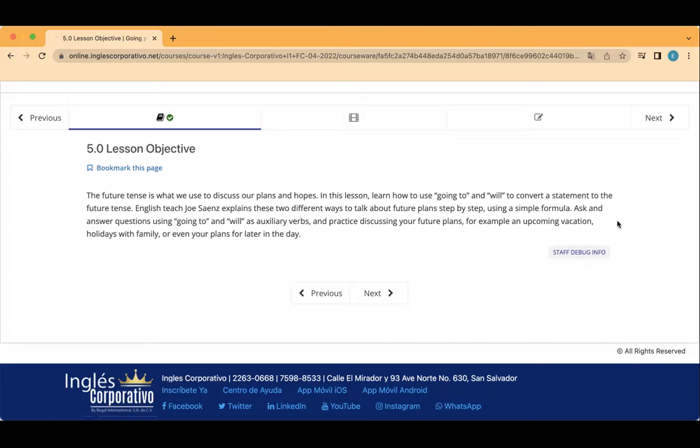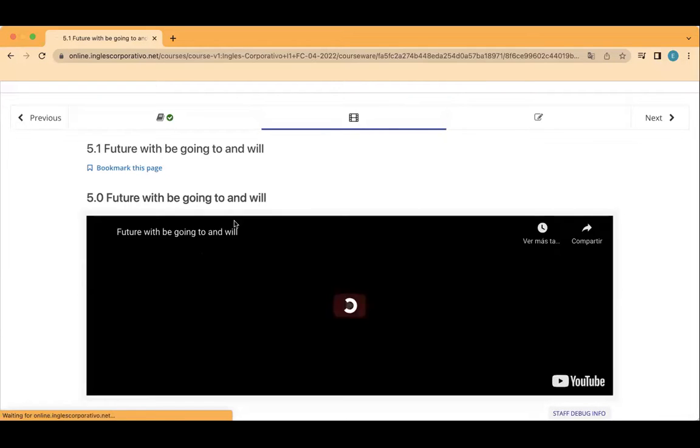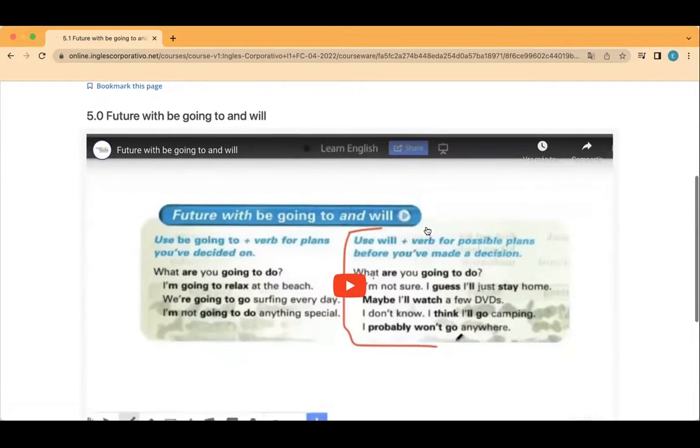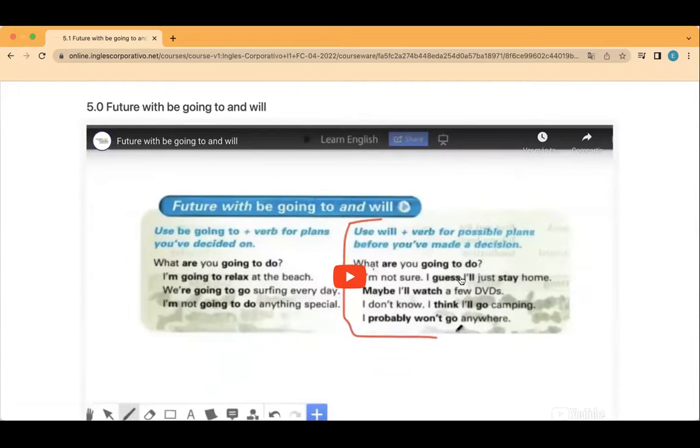Okay, so you can see this unit is really easy because the idea is to talk about the future. And always we have plans for the future. Always we have what we want to do, where we want to go. So today, this is the idea. First, let's watch the video with future, with going to, and will. Do you have an idea of the difference, why going to or why will? Do you understand what the difference is?